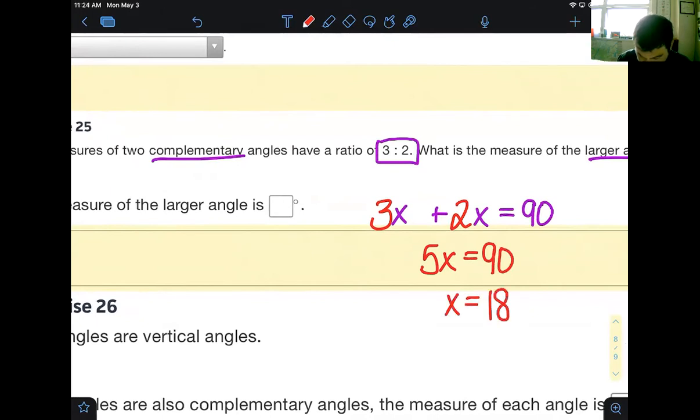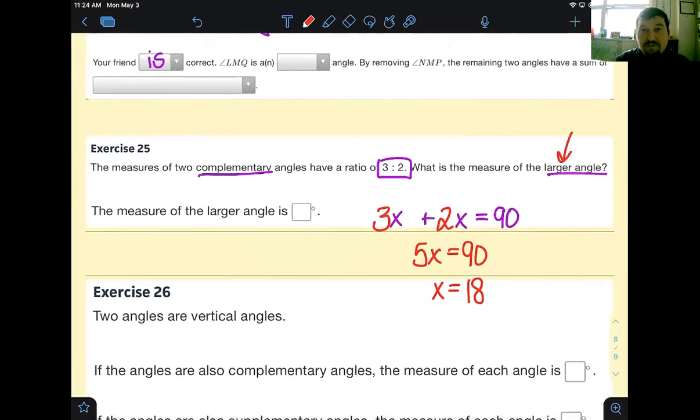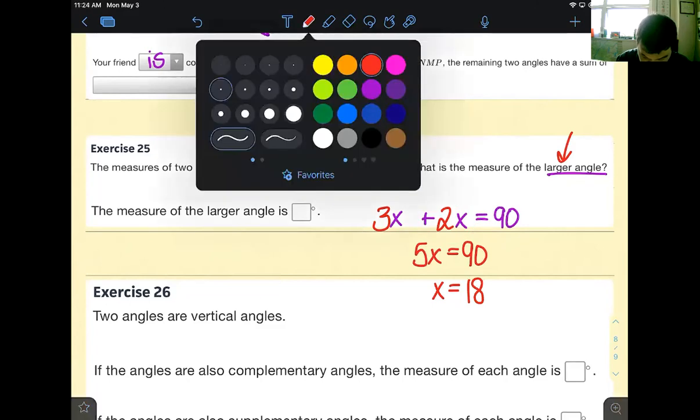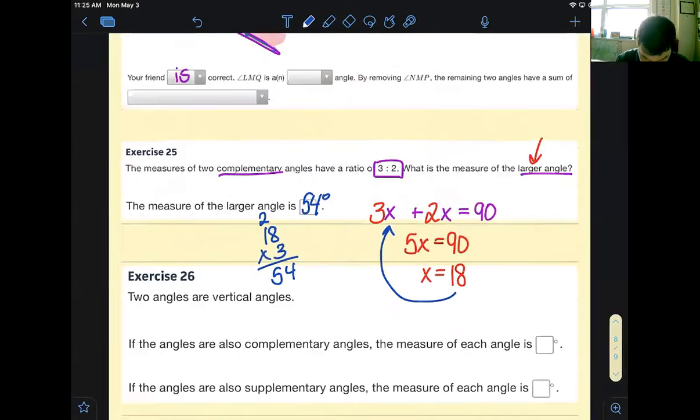is 18. Now that's not the answer to number 25 because it says what's the measure of the larger angle. So which of these is the larger angle, the 3X angle or the 2X angle? Well, obviously it'd be the 3X angle. So knowing that X is 18, I'm going to plug 18 in right there and times it by 3 to figure out what it is. 8 times 3 is 24, carry the 2. 3 times 1 is 3 plus 2 is 5. This is a 54-degree angle. And of course, I can now find out what the smaller angle is too, but they only asked me to find the larger angle.